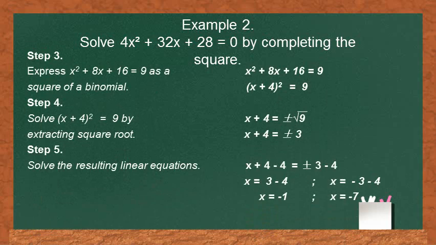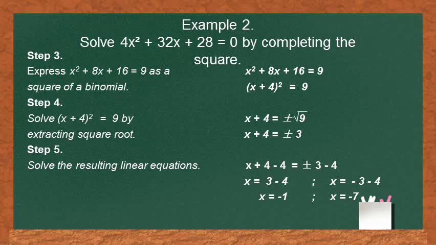Step 3. Express x squared plus 8x plus 16 is equal to 9 as the square of a binomial. So it will become the square of x plus 4 is equal to 9. Step 4. Solve the square of x plus 4 is equal to 9 by extracting square root. So it will become x plus 4 is equal to plus or minus the square root of 9. And then x plus 4 is equal to plus or minus 3.